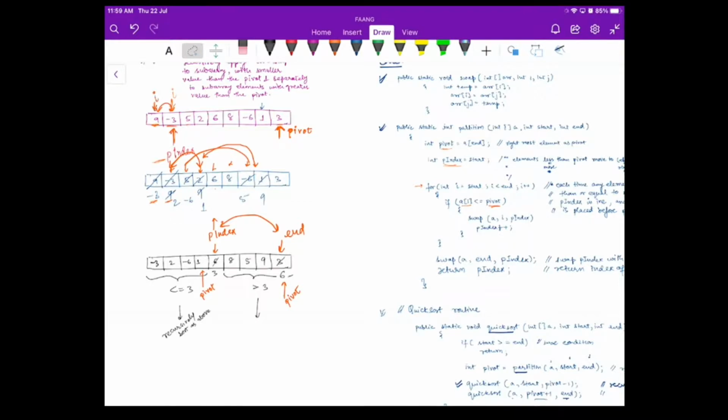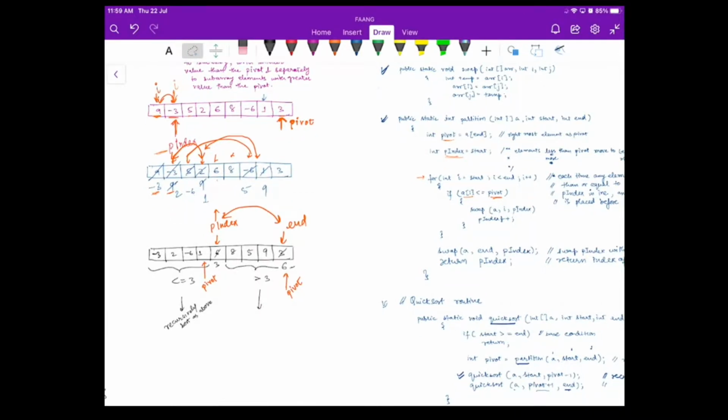After moving this element and swapping these two elements, instead of 9 we got minus 3, and then we have 5, 2, and all these things. After the swap, we got this array. Okay, so after this we got the pivot index here at 6, and if you look, all the left elements are less than 3 and all the right elements are greater than 3.